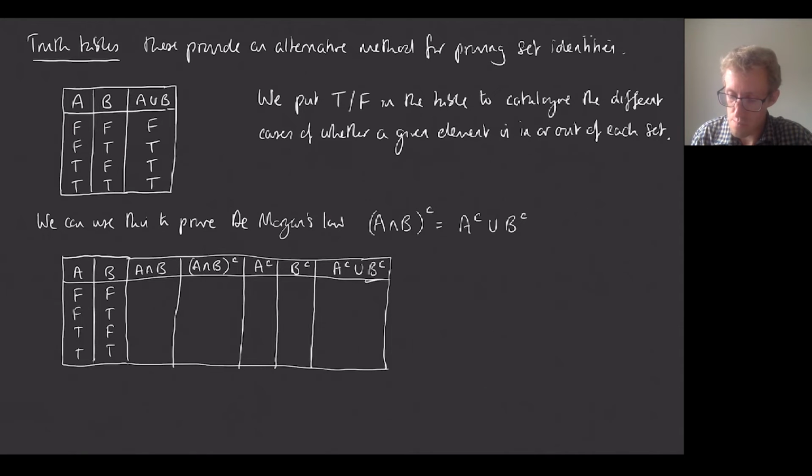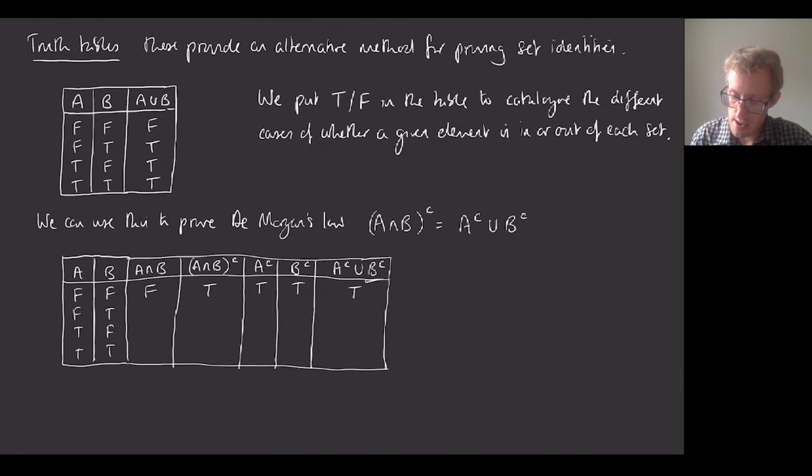So if we're not in A and we're not in B, then we're certainly not in the intersection of A and B, and therefore we are in the complement of that. If we're not in A, then we are in the complement of A, and we are in the complement of B because we're not in B, and therefore we are in the union of those two.